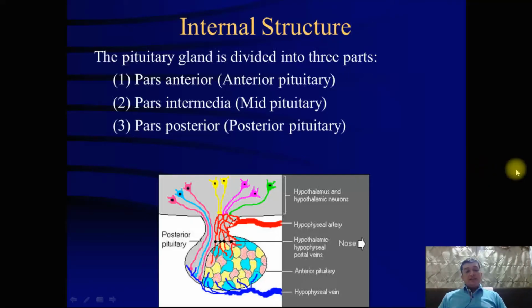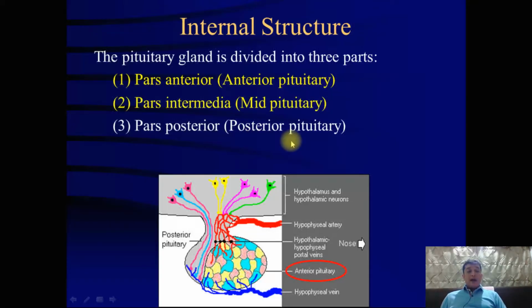Now moving towards the internal anatomy, the internal structure of the pituitary gland. It is divided into three different parts. Pars anterior, which is called the anterior pituitary gland, represents 75%, that is 3/4, of the total pituitary gland. Because it is located on the anterior side, you call it the anterior pituitary.